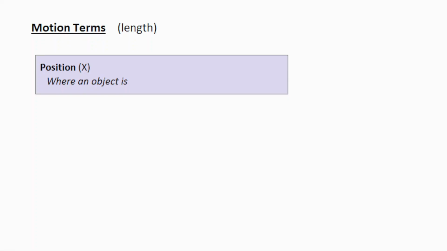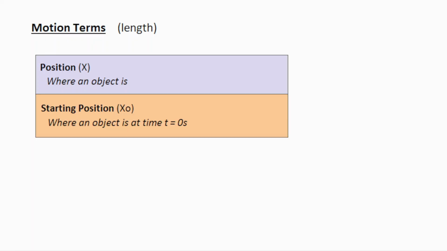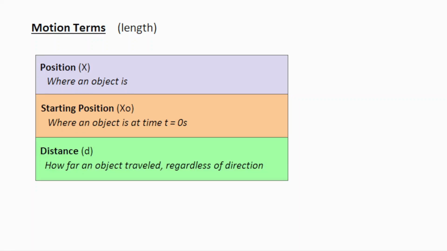Let's start with terms related to length. First is position, which will be variable x. This is defined as where an object is. Next is starting position. The variable is x with a subscript 0. The 0 represents a time of 0 seconds. So this is where an object was at the beginning of the problem, or when time was equal to 0.